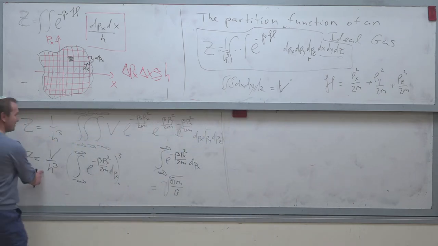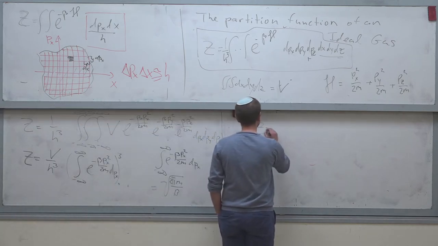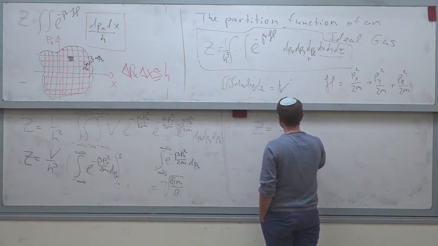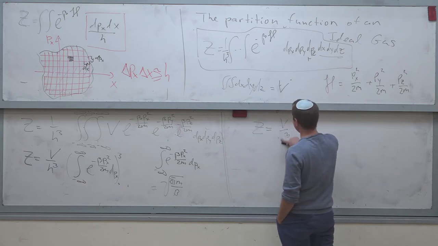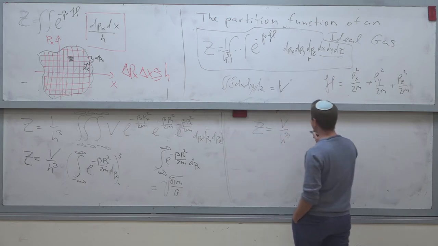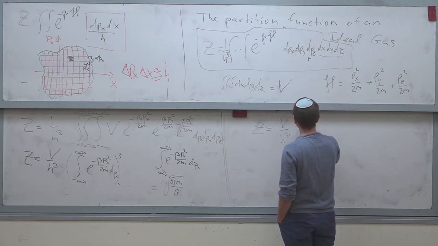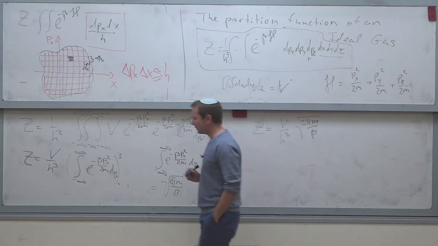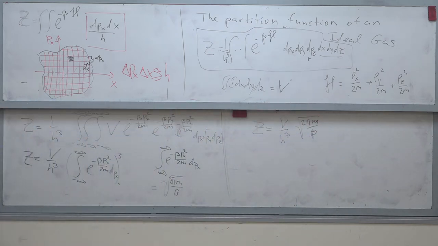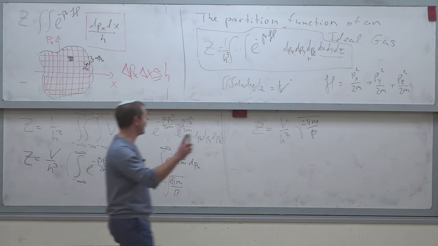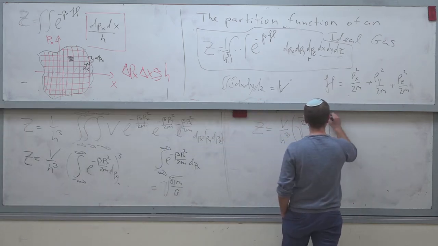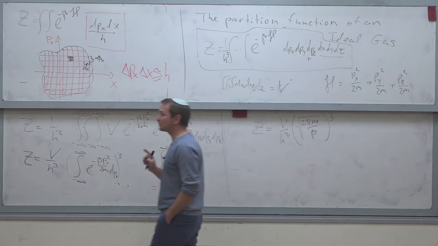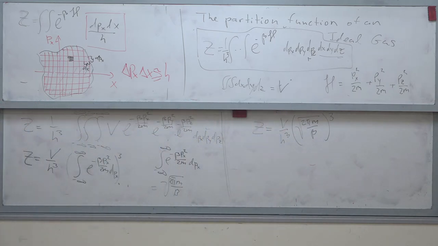So we have z equals V over h to the third power, multiplied by the square root of 2 pi m divided by beta. Now, this is to the power of 3. Yes, thank you, to the power of 3. So this is the partition function of what? This is the partition function of one single particle in a box.